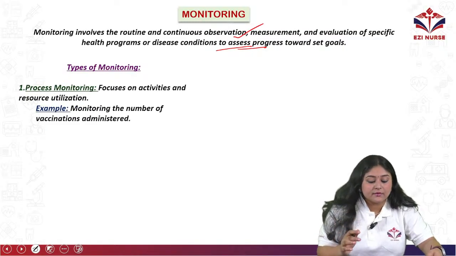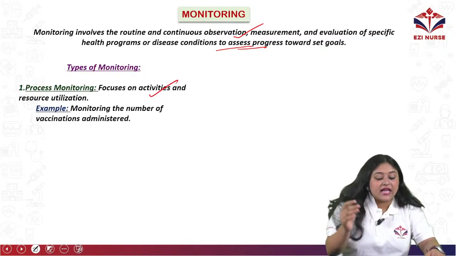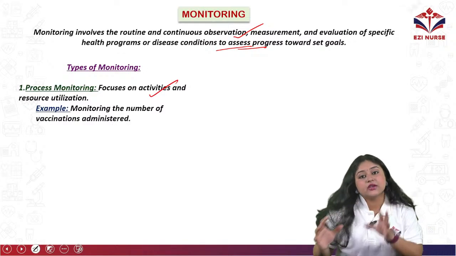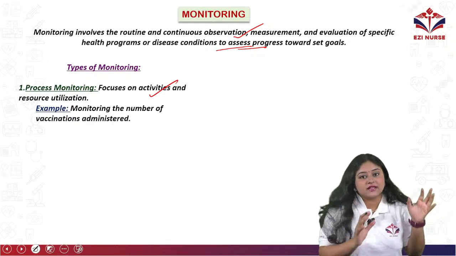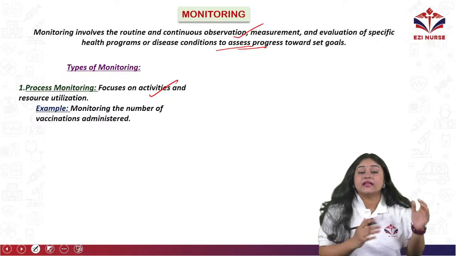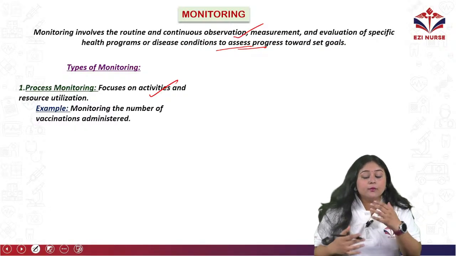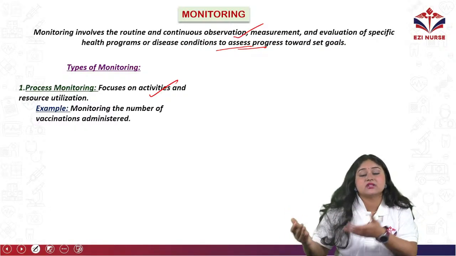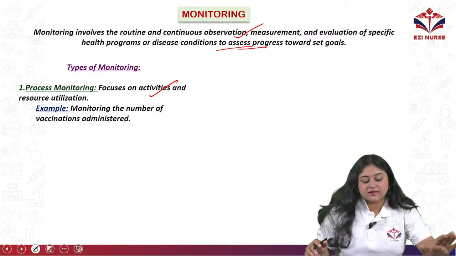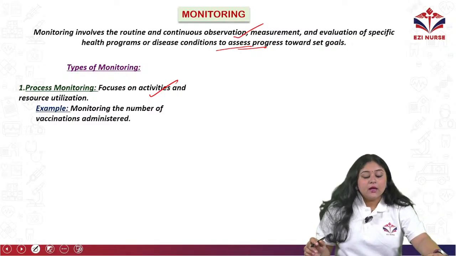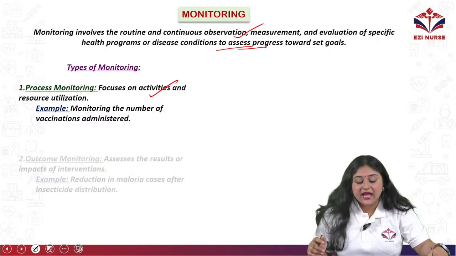First is process monitoring. They mainly focus on the activities as well as the resource utilization. What resources are there as a hospital or in a PAC? Based on that, how much we are able to monitor the patient's problem. So that is called process monitoring. As an example, monitor the number of vaccinations administered.